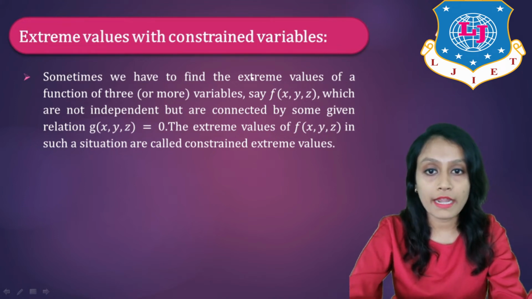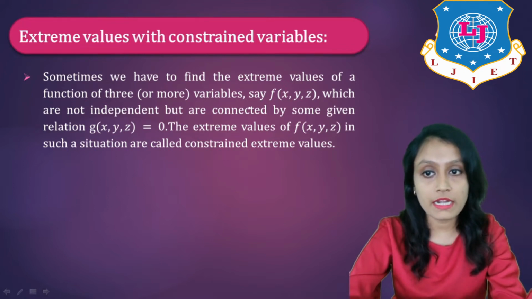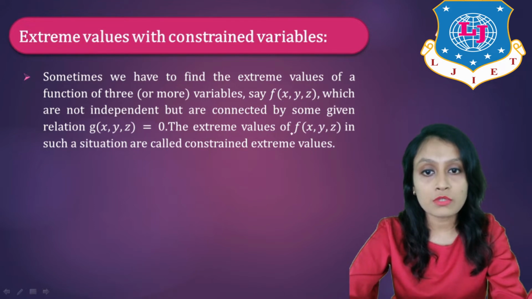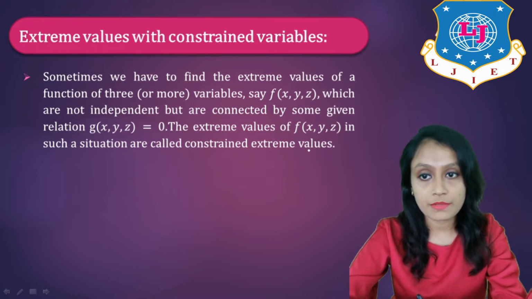Sometimes we have to find the extreme values of a function of 3 or more variables. For example, say function f of x, y, z, which are not independent but are connected by some given relation, that is g of x, y, z is equal to 0. The extreme values of function in such situation are called constrained extreme values.